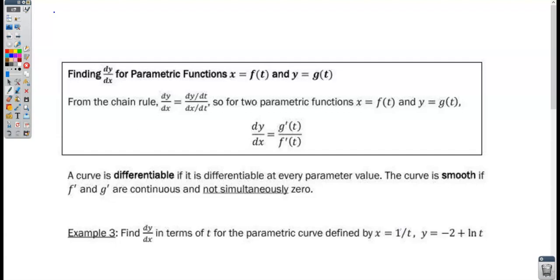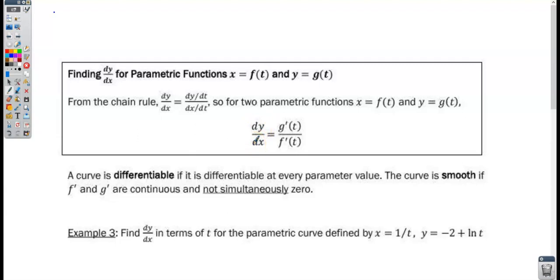In order to find dy dx, we can do that pretty easily. If we take the derivative of the function y equals g of t, that gives us dy dt. And if we take the derivative of the function x equals f of t, that gives us dx dt. And then from the chain rule, you should remember that dy dx is equal to dy dt over dx dt. So all we're going to do in order to get the derivative dy dx for a parametric function is take the derivative of the y equation and divide it by the derivative of the x equation. And that will give us dy dx in terms of t.